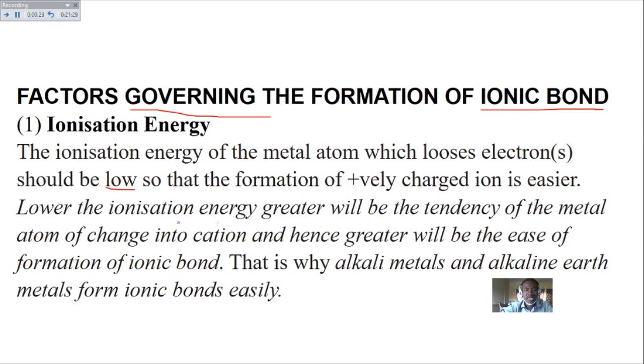The lower the ionization energy, the greater will be the tendency of the metal atom to change into a positive ion. Hence, greater will be the ease of formation of ionic bond. That is why alkali metals and the alkaline earth metals form bonds easily, because you don't need too much ionization energy to release their valence electrons.